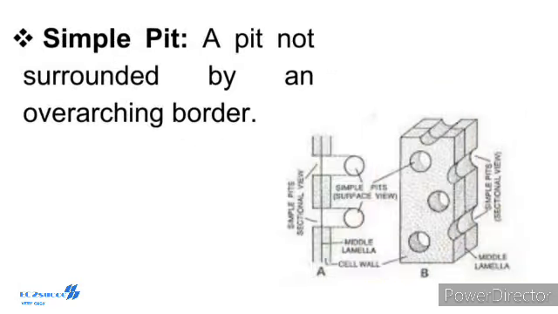Another one, simple pit: a pit not surrounded by an overarching border. Pits are formed in pairs lying one against the other. They appear circular, oval or angular in surface view. The pits are of two types, simple and bordered pits. A simple pit has a uniform width of the cavity or pit chamber, while in a bordered pit, the pit cavity is broader towards the base with a narrow opening.